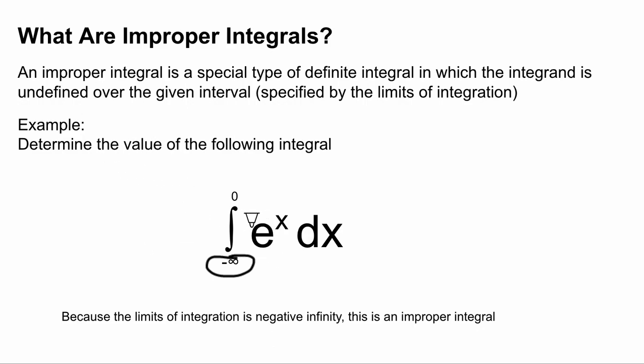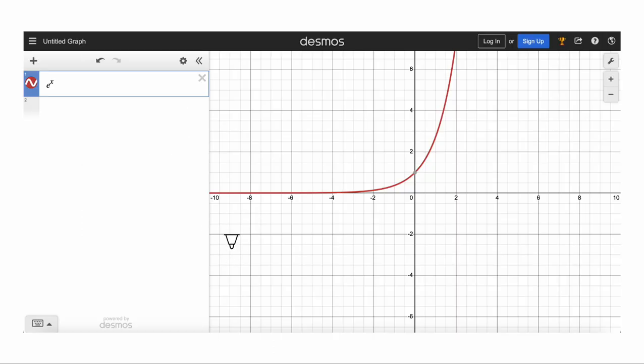So let's look at e to the x in the graphing calculator. We're asked to find the area under this curve from negative infinity, which is all the way back there, to 0. Right there. So we're finding this area, this infinite stretch of area. This might look like it's touching the x-axis, but it's not. It gets infinitely close, but never actually touches.